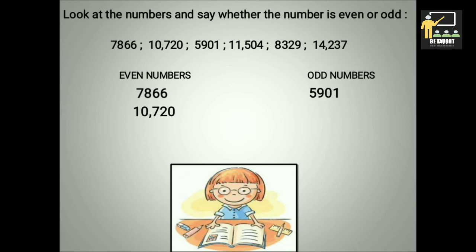5,901. It's an odd number. 11,504. Even number. 8,329. Odd number. And 14,237 is also an odd number.